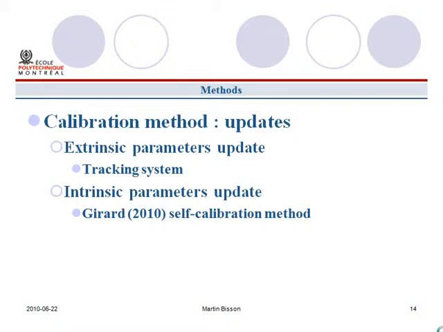When the surgeon moves the endoscope, obviously the extrinsic parameters will need to be updated. This is done by the use of the tracking system that is able to track the markers on the scope. But some operations, such as zoom change or focus adjustment, will modify the intrinsic parameters. We can still update them using Girard's self-calibration method.